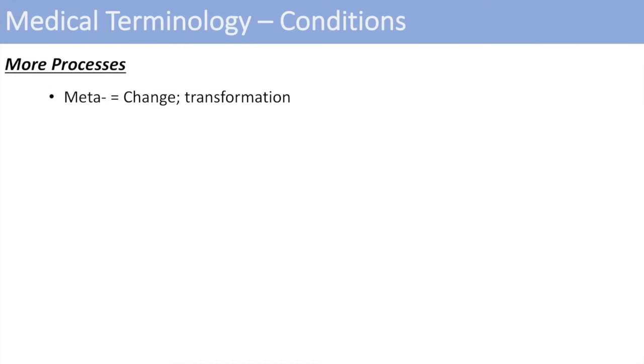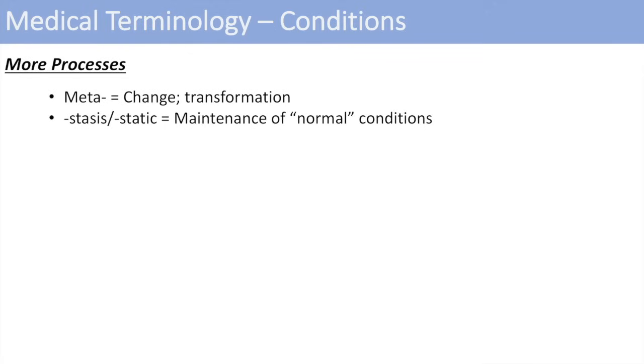Another one is stasis or static. That just means a maintenance of normal conditions. So we all know homeostasis. So homeo is body. Stasis is maintenance of normal conditions. You're maintaining your body within normal conditions. And the opposite of stasis or static is dynamic, and that means changing, usually involving continual change. And for this one, you can think of hemodynamic.